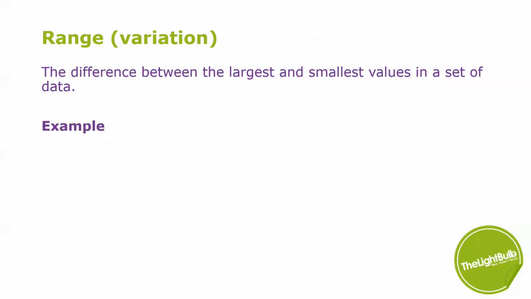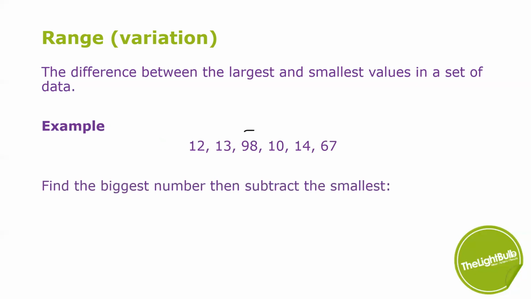So, for example, if we have a set of numbers here, what we're going to do is look for the biggest number and look for the smallest number, and then subtract one from the other. So the biggest number is 98. The smallest number is 10. And so the range is then 98 minus 10, which gives us 88. So that's how the range works. Find the biggest number, find the smallest number, and take it away from that biggest number.